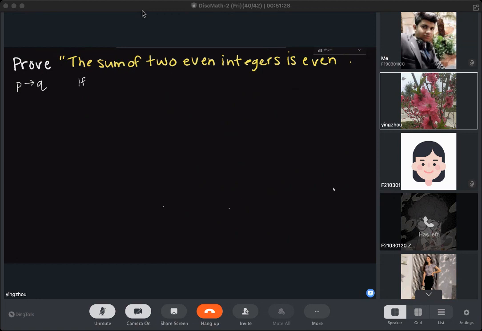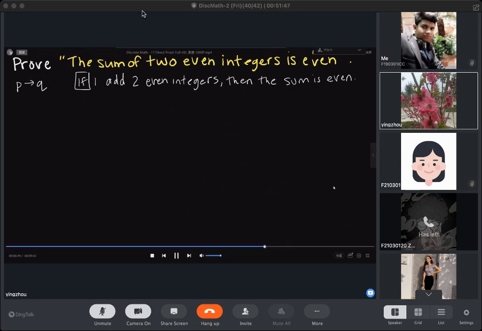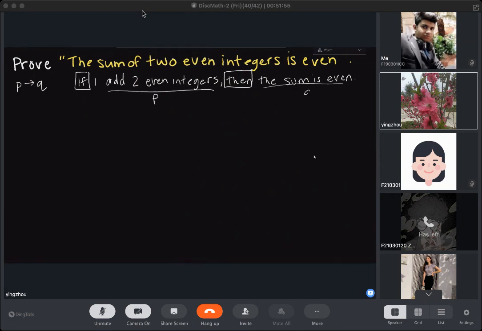So if I add two even integers, then the sum is even. Something to that effect is how I can write this as an if-then statement, which means I've got two even integers, which is P, and I'm adding them together and getting a sum that's even as Q.